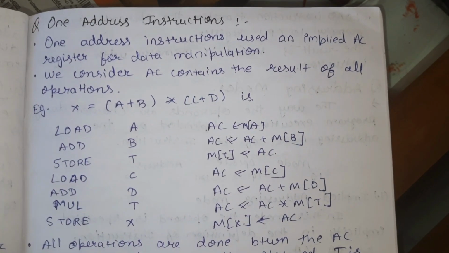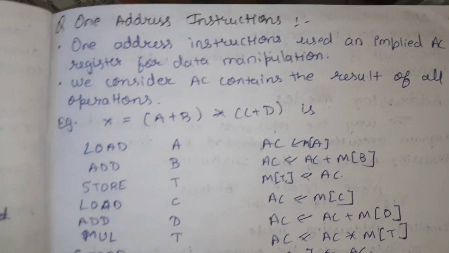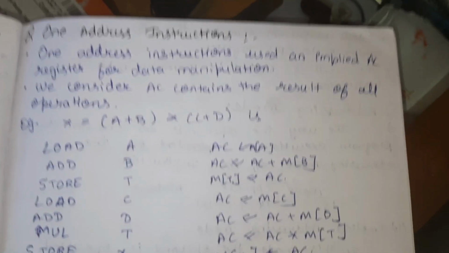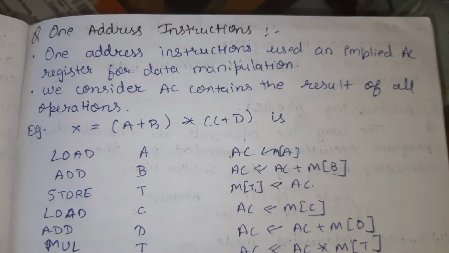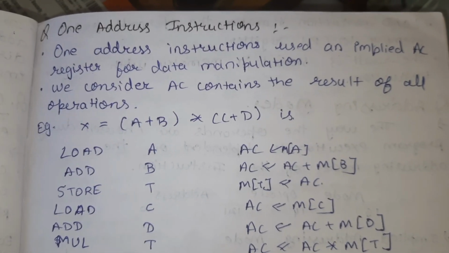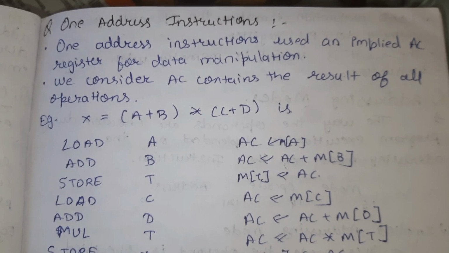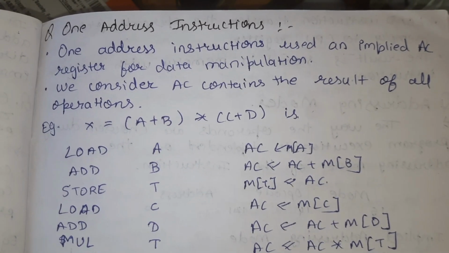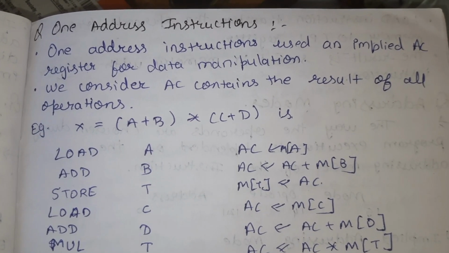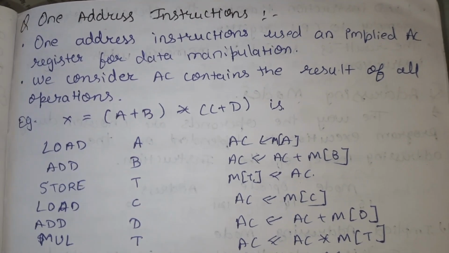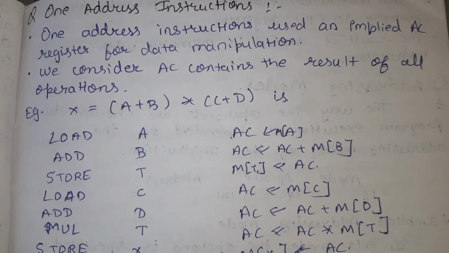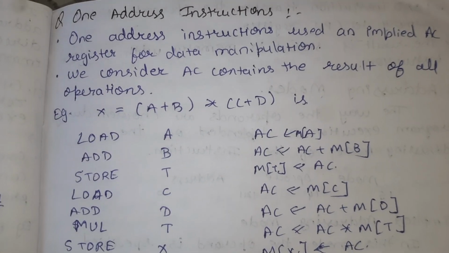Today we are going to understand another topic which we left in between in previous videos. So now we will start one address instruction. One address instruction uses an implied AC register for data manipulation. We consider that AC contains the result of all operations.